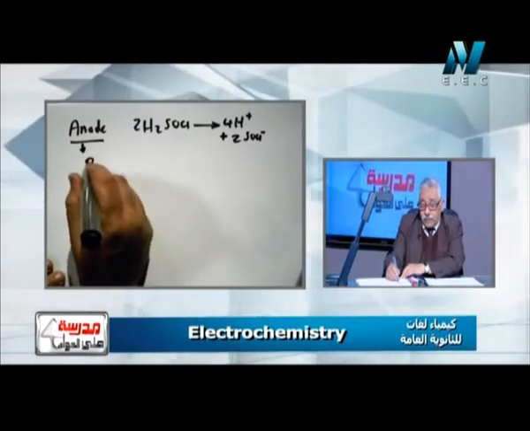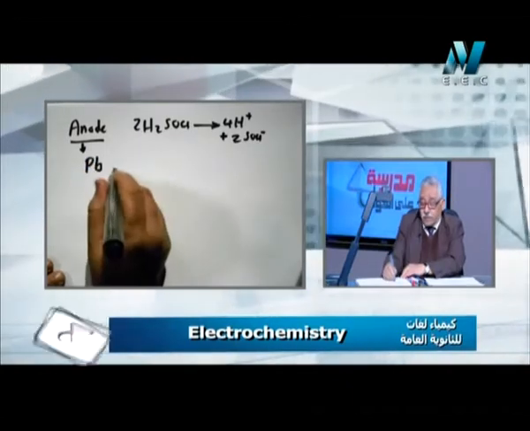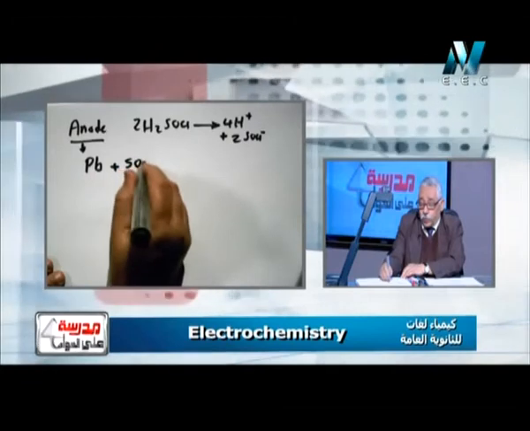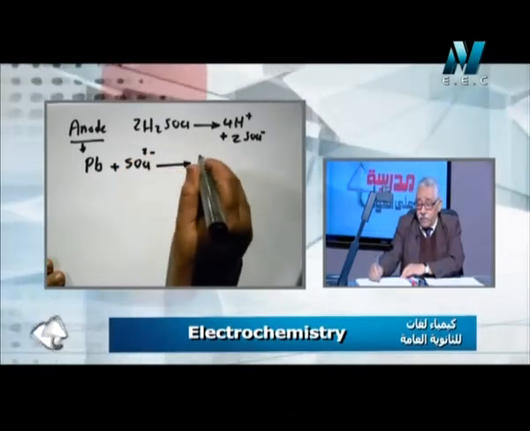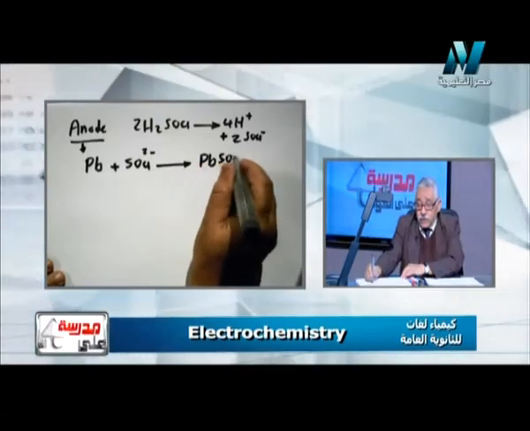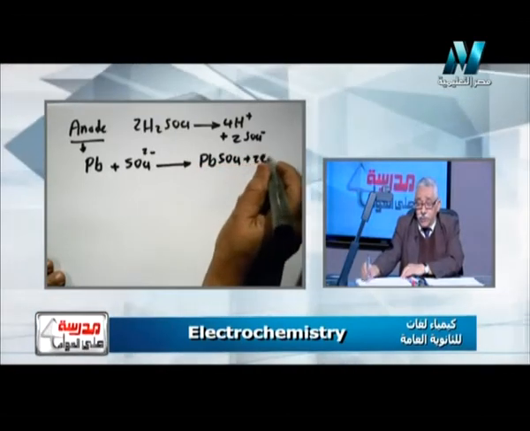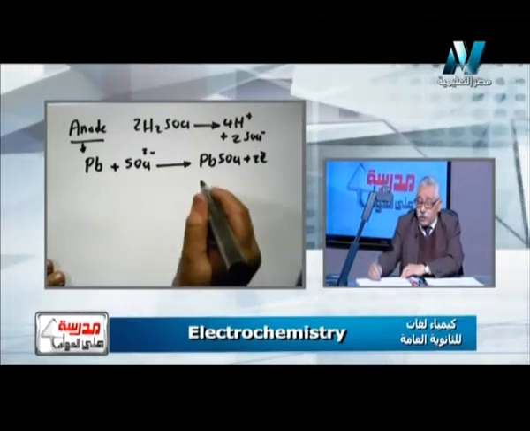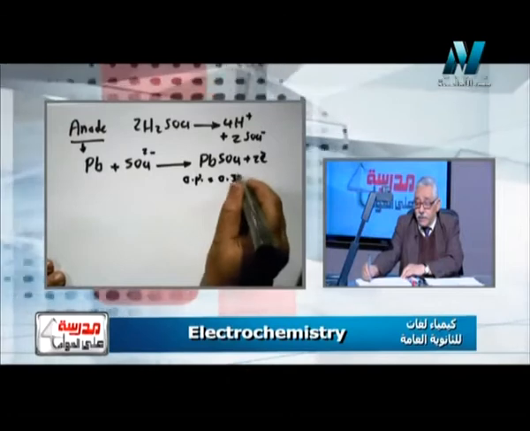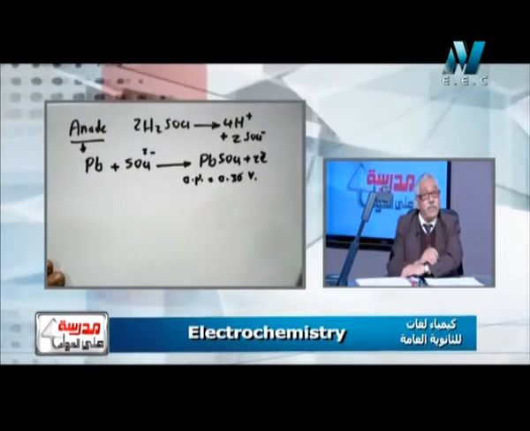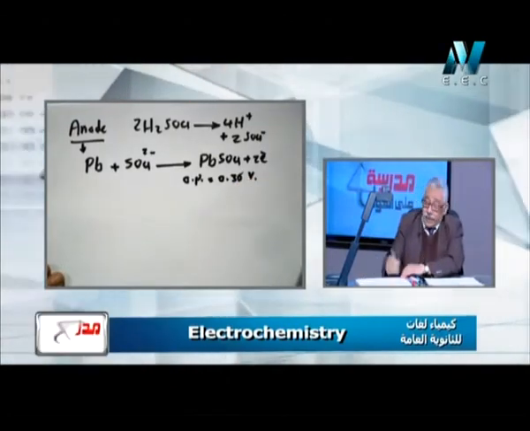Lead plus SO4 negative 2 will be PbSO4 plus 2 electrons, and the oxidation potential will be 0.36 volts. This is the reaction that occurs at the anode.